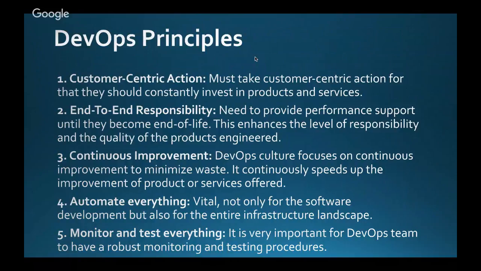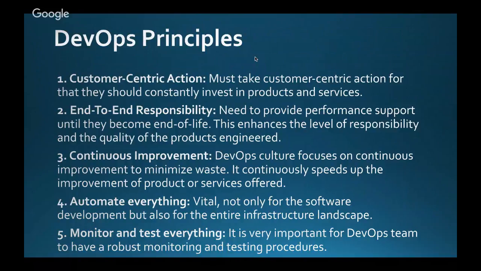Automate everything. Vital not only for the software development, but also for the entire infrastructure landscape. So when and wherever it is possible, go ahead and automate. It is not only important for the software development, but also for the infrastructure side of DevOps, where there are so many open source tools available, and currently the market is evolving like anything. There are so many things available in the market. All you need to do is to keep on learning and improvising and implementing new sets of technologies, and then you have to automate as and when wherever it is possible.